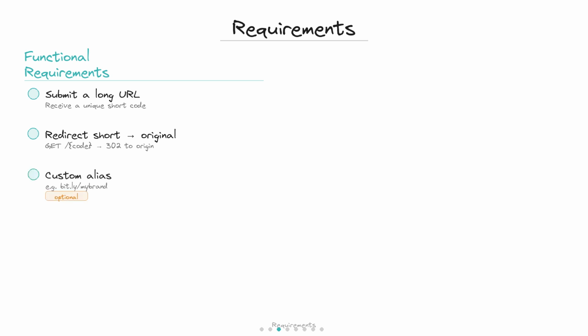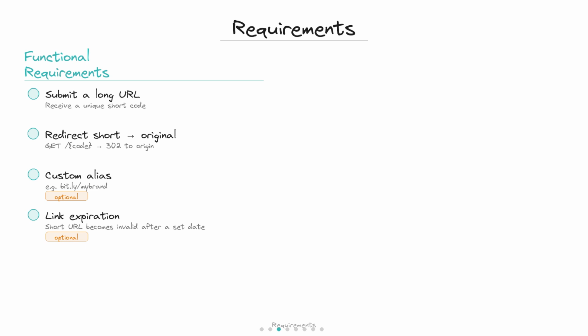Third, optionally, a user can provide a custom alias. Instead of getting a random short code like ABC123, they could request something like /mybrand. We treat this as optional because it's a nice to have, not a core requirement. Fourth, also optional, users can set an expiration time on a link. After a certain date, the short URL becomes invalid.